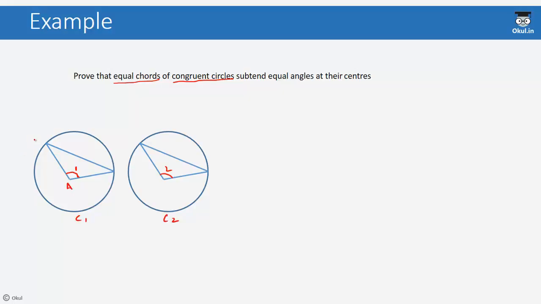This be the point A, and BC is the chord, and this center is P, and the chord is QR. So we have these two circles and we have the angles. We need to prove that angle 1 is equal to angle 2, that is, the subtended angles are equal. So first let us learn what congruency is. If these circles are said to be congruent, then they will have to overlap each other completely. We have been given that these two circles are congruent.